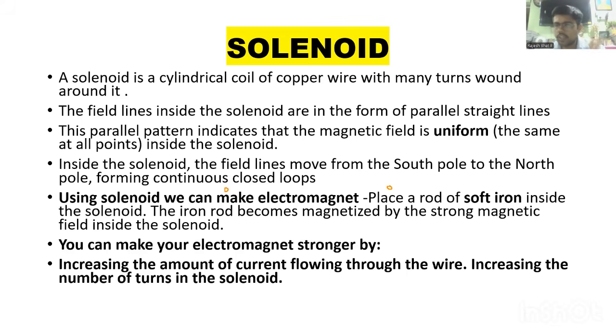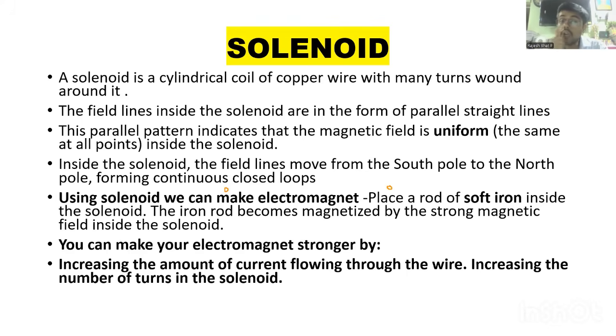Next, this question was asked recently. Using a solenoid, how do you make an electromagnet? It is very simple. Take a soft iron, place it inside the solenoid, and pass electricity. It becomes magnetized, and that is called a temporary magnet. It works only when electricity is passing. Okay, so that is how to make an electromagnet.